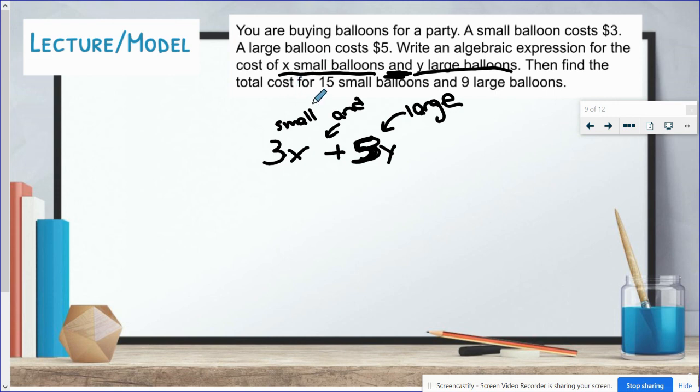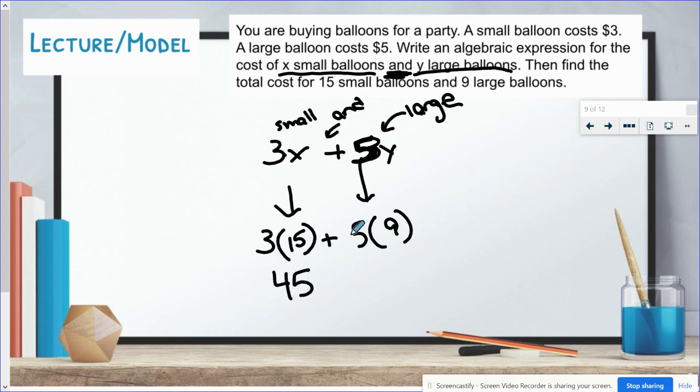Now find the total cost for 15 small balloons and 9 large balloons. So we're going to be doing 3 times 15 plus 5 times 9 large balloons. 3 times 15 is 45. 5 times 9, oh, I actually did not even do that on purpose. That just happened to work out that they're both going to cost the same. 3 times 15 is 45. 5 times 9 is 45. $45 for the small, $45 for the large makes a total of $90.